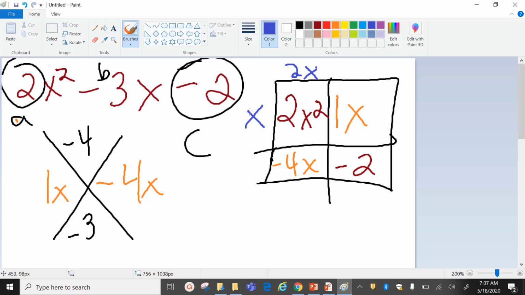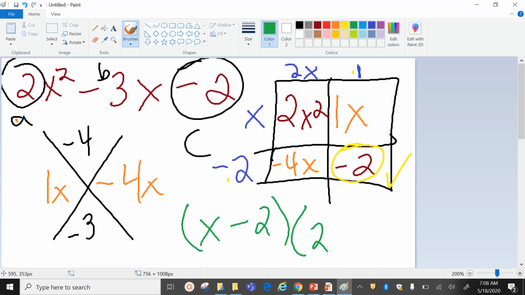All right? Now, x times what will give me 1x? 1. 2x times what will give me negative 4x? Negative 2. And then when I'm done, I'm going to check it. I'm going to see negative 2 times positive 1 does equal negative 2. If the answer is yes, I'm done. And so my final answer, which I will put in green, is x minus 2 times 2x plus 1. All right?